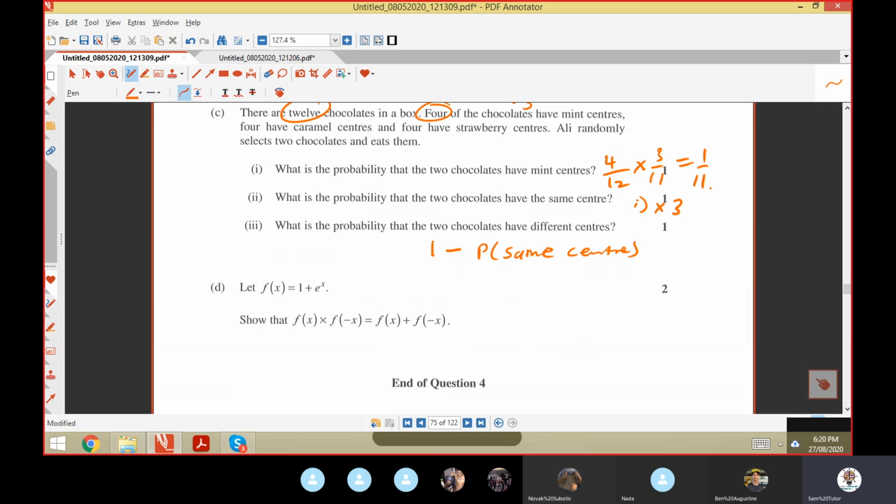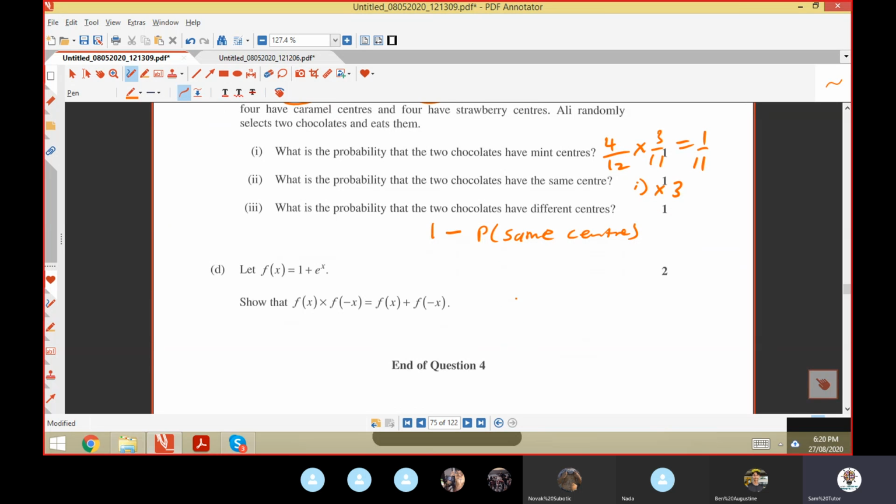I'm just thinking, just pick 2 chocolates and have mint centers. So how's it 1 in 11? Well, that's just because 4 times 3 is 12. 12 over 12 cancels, which gives you 1 over 11. Oh, mathematically I get that. You're saying logically. Well, that's kind of what happened. I don't know how you're questioning this.